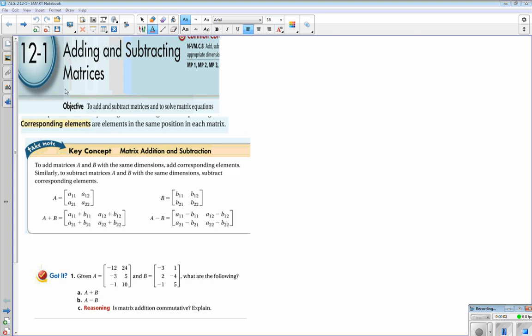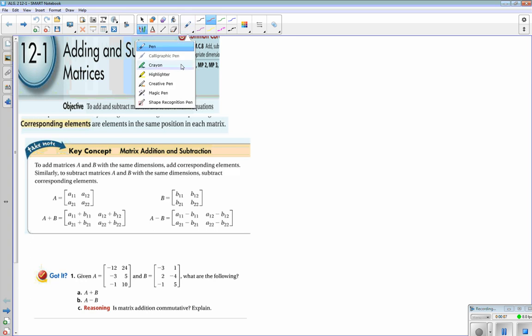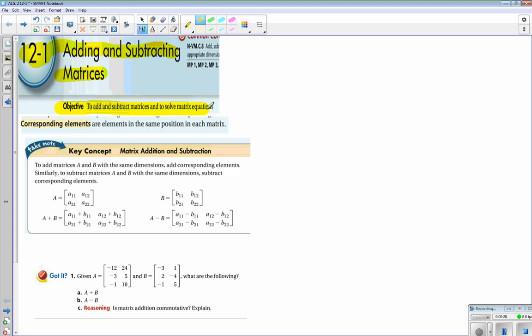All right, so this is chapter 12, section 1. And in this chapter, we're going to be focusing on adding and subtracting. In this section, we're focusing on adding and subtracting matrices. Our learning objective is to add and subtract matrices and to solve matrix equations.